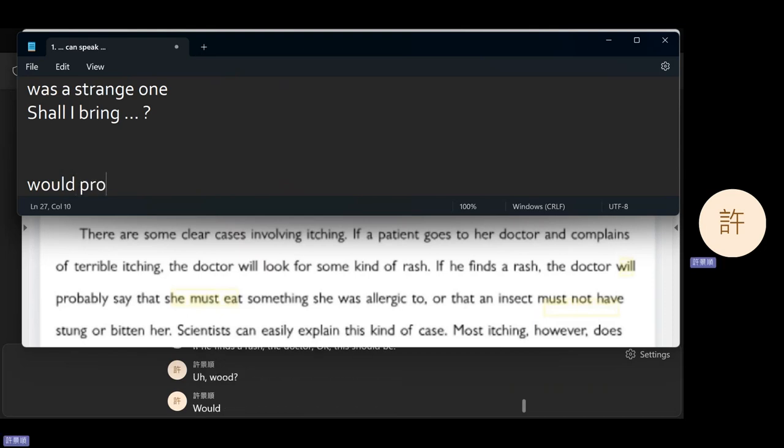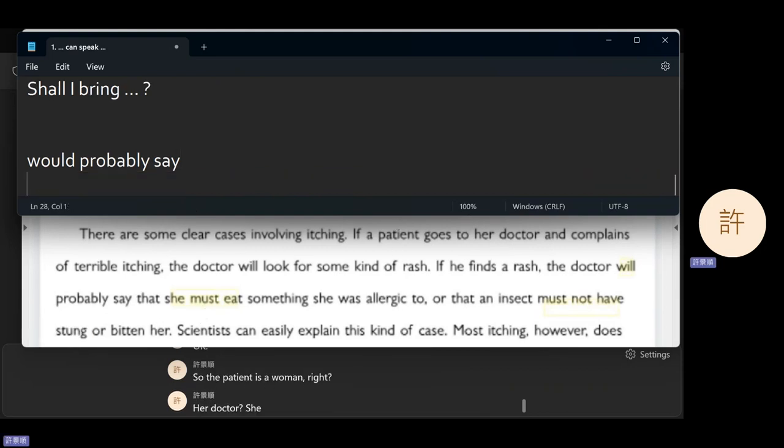would probably say, because it says, if this has not happened, it's what if it happens. So the probability should be less. The doctor would probably say that, okay, so the patient is a woman, right? Her doctor. She should eat something. Again, because must is present tense, we need something in the past. So we use should, which is the past tense of shall.